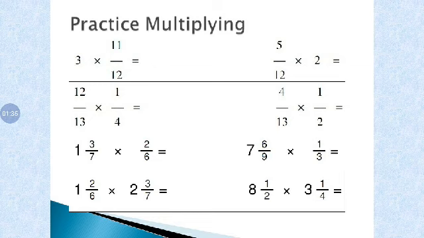Next one, 12 by 13 into 1 by 4. 12 times 1 is 12. 13 times 4 is 52. Then reduce to the simplest form, already you know that.